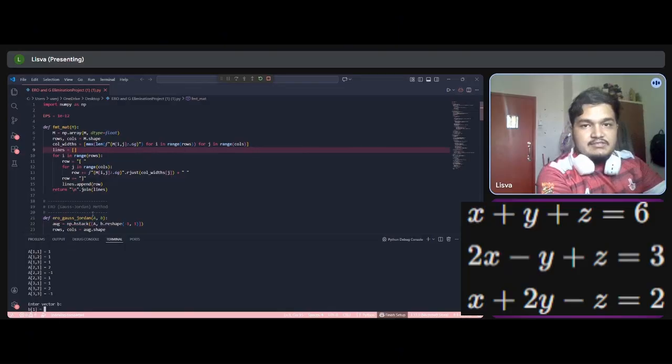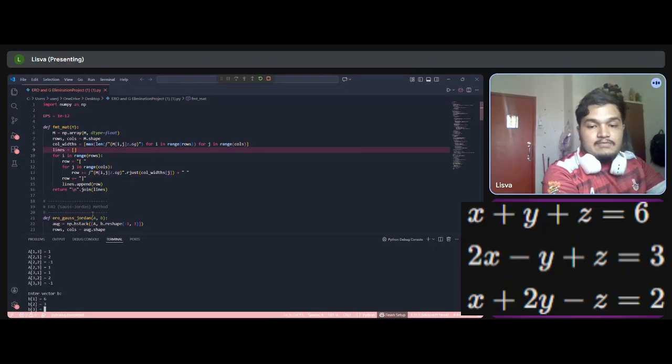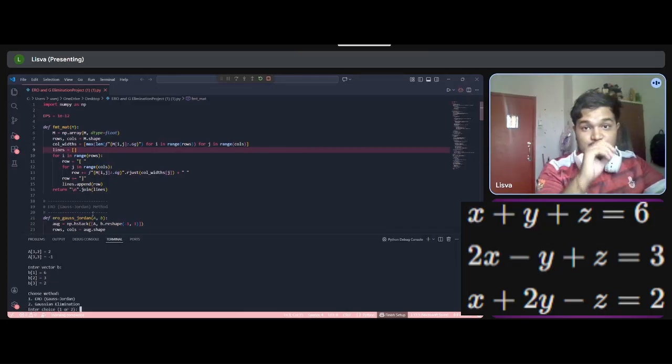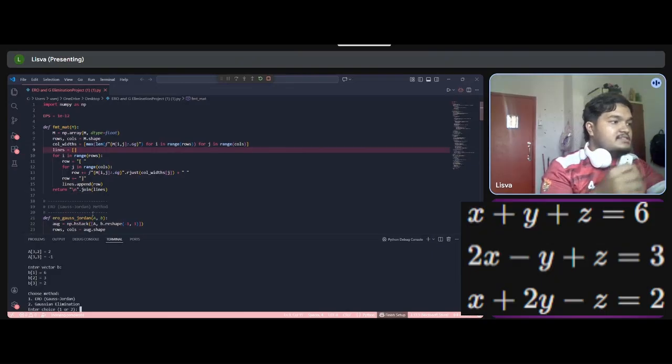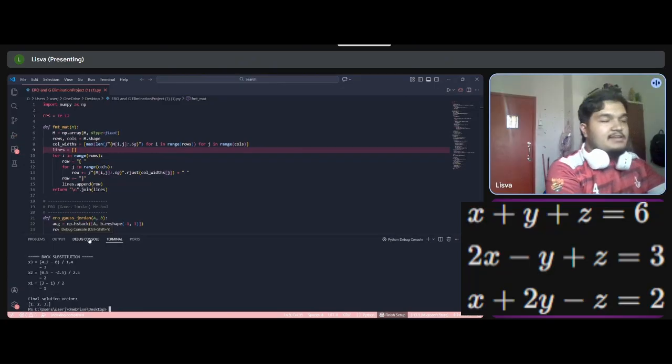Okay, as for the vector, it's basically the final answer of the equation. So here for our first equation, it equals 6. So we type in 6. And then our second equation equals 3. So we type in 3. And our final equation is 2. So we type in 2. Okay. Now we have to choose our method. And since I'm going to be explaining the Gaussian elimination, we choose method number 2. Okay. And then the program basically runs and calculates the answer for us.